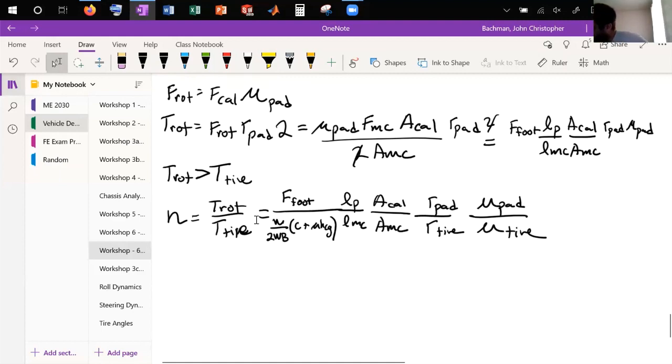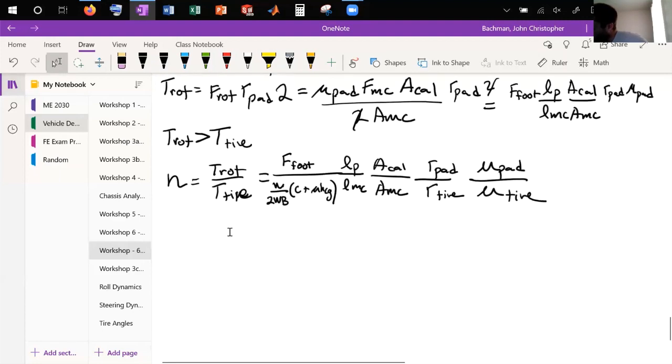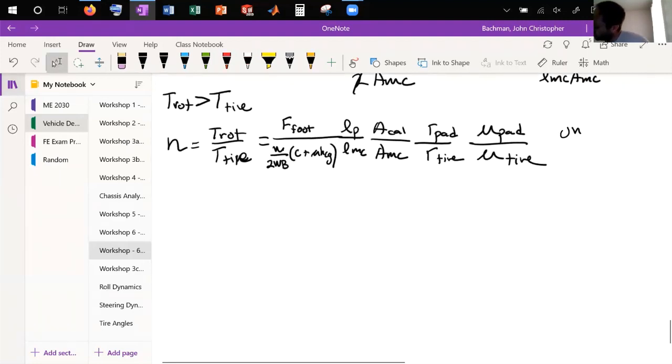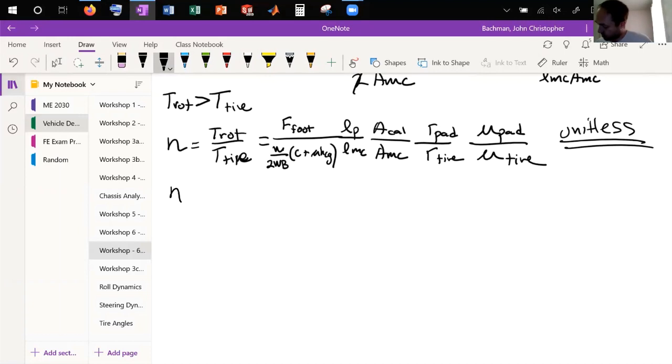But anyway, this will all be unitless in the end, right? So you got to make sure you put in the right units when you do this little calculation. But first thing is this n better be greater than 1, and I would probably design it to be between 1.5 and 2, just to make sure I can lock, right? And this is mu max with the ground. This mu tire is also like mu max. I'll put in kind of like a worst case scenario.